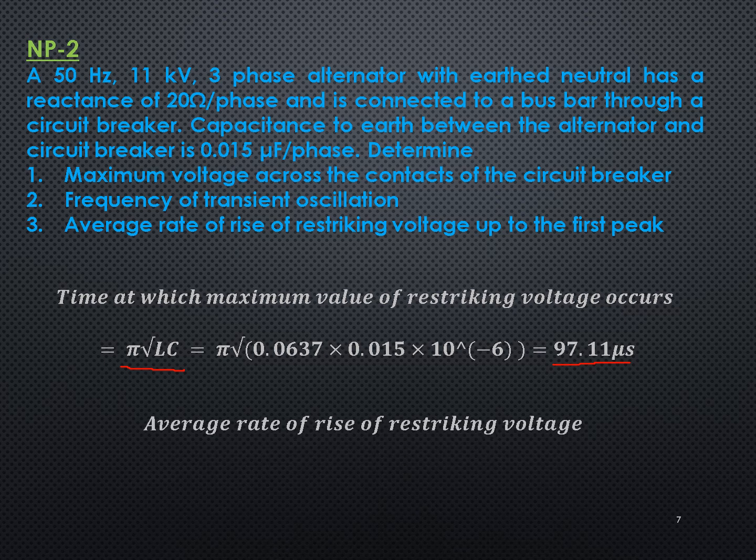Now we have to calculate the average rate of rise of restriking voltage. It is basically the maximum value of the restriking voltage divided by the time at which it occurs, which equals 2 Varmax divided by pi root LC. We already found that 2 Varmax is 17.96 kV and pi root LC is 97.11 microseconds. So this is our third finding, the average rate of rise of restriking voltage up to the first peak.